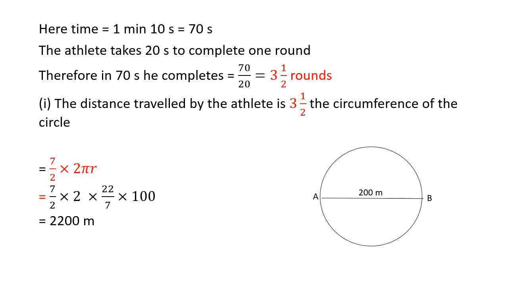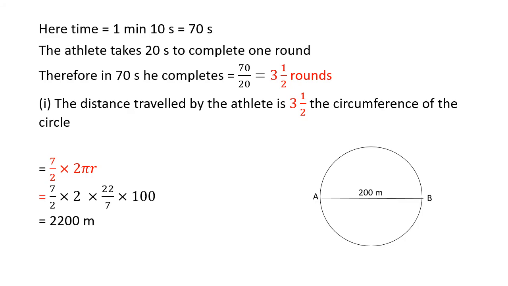The distance he completes in 3.5 rounds, how will you calculate? Again here you need to know the formula for the circumference of a circle. When he completes one round, the distance covered is 2 pi r. Now he is completing 3.5 rounds. 3.5 can be written as 7 upon 2. So the total distance is 3.5 rounds.